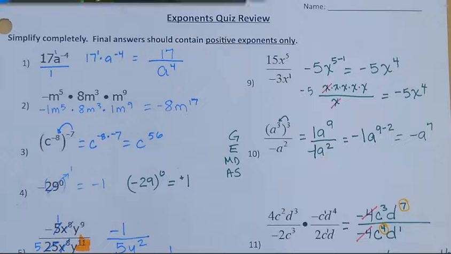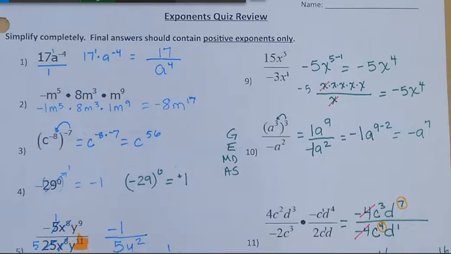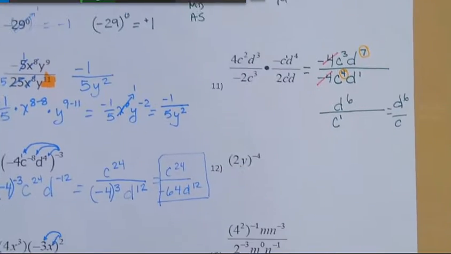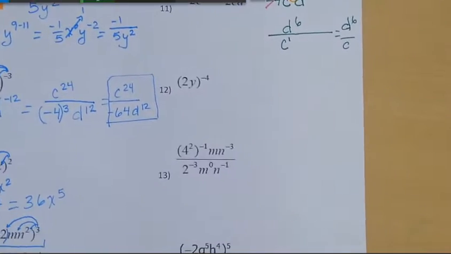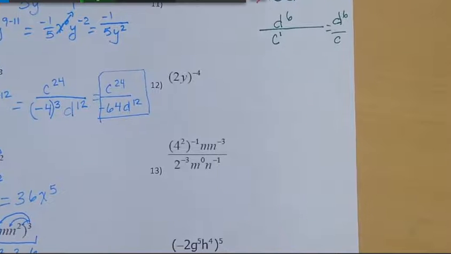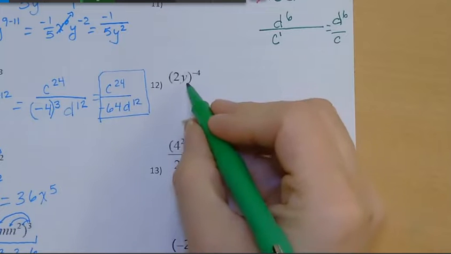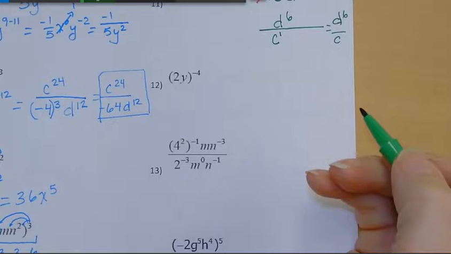This is a continuation of our exponents quiz review for Unit 6 in Algebra Honors. This video is going to start with number 12. And again, we are solving or simplifying all of these expressions, and we want to have only positive exponents when we finish. So looking at this problem, 2y all to the negative 4.